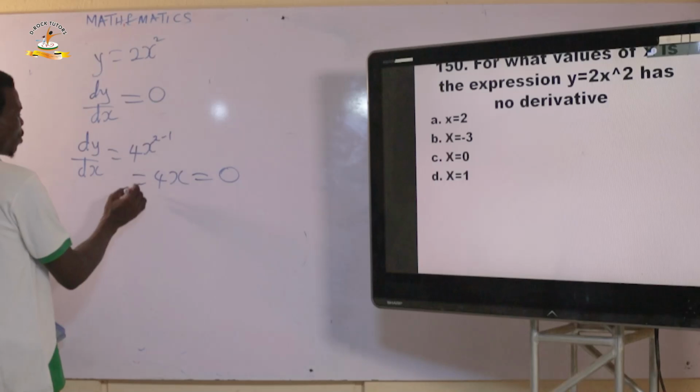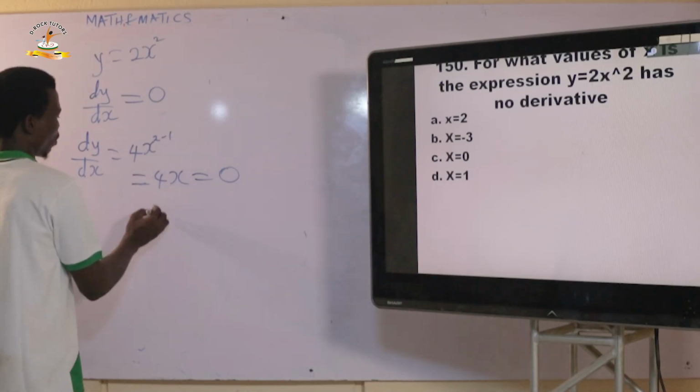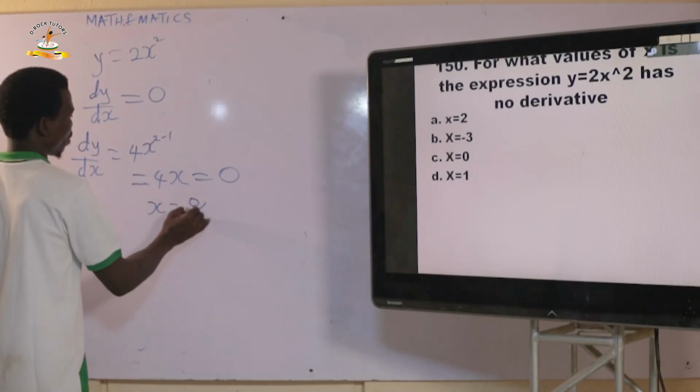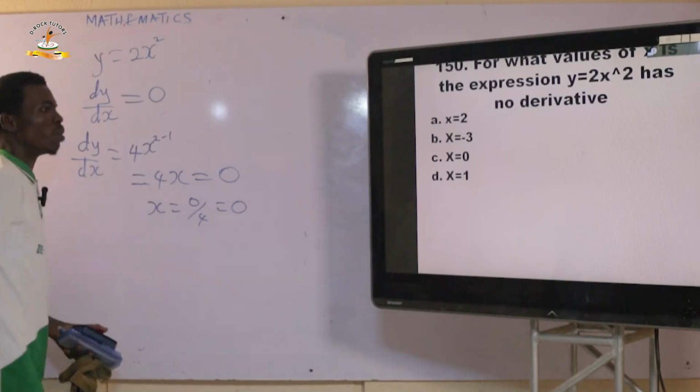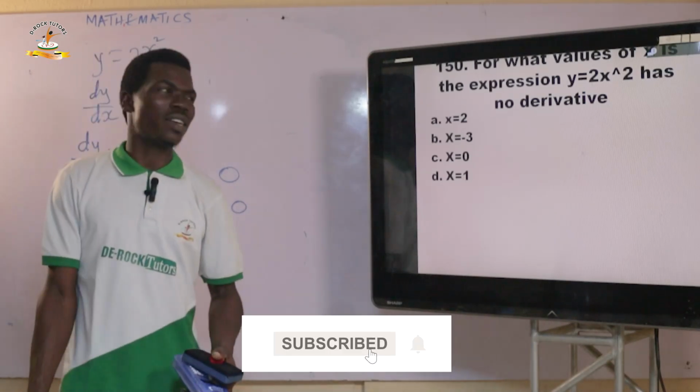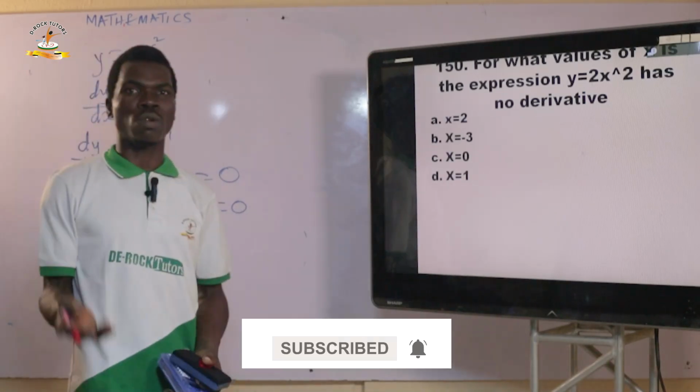So if 4x is equal to 0, then this expression will not be differentiable. So it has no derivative when it is 0, and as such, it means x equals 0 over 4, which is still 0. So the correct answer there is x equals 0.